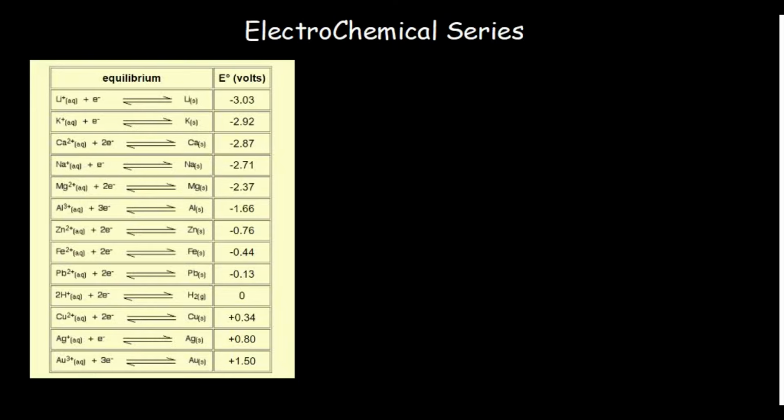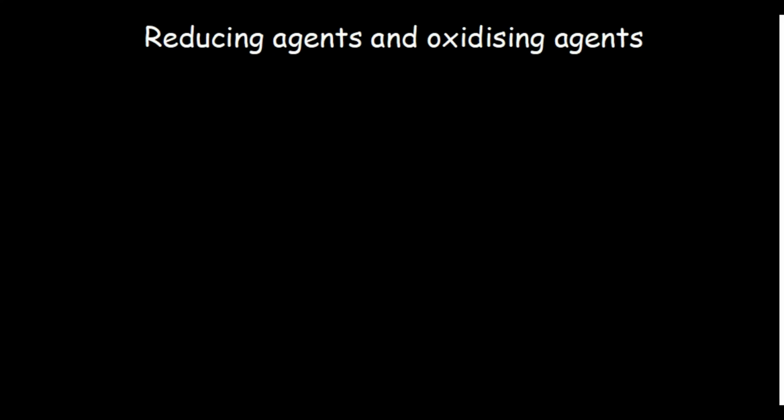Just a quick summary about the electrochemical series. Of course, we are talking about the reduction potentials of these different metals. Before we could get to talk about them and understand what these values actually represent, we need to understand what a reducing agent and an oxidizing agent are.